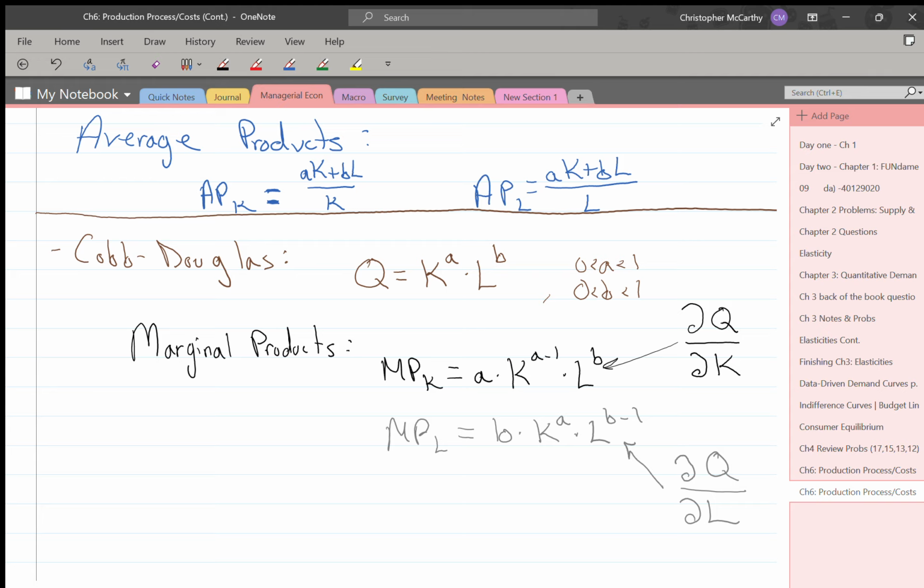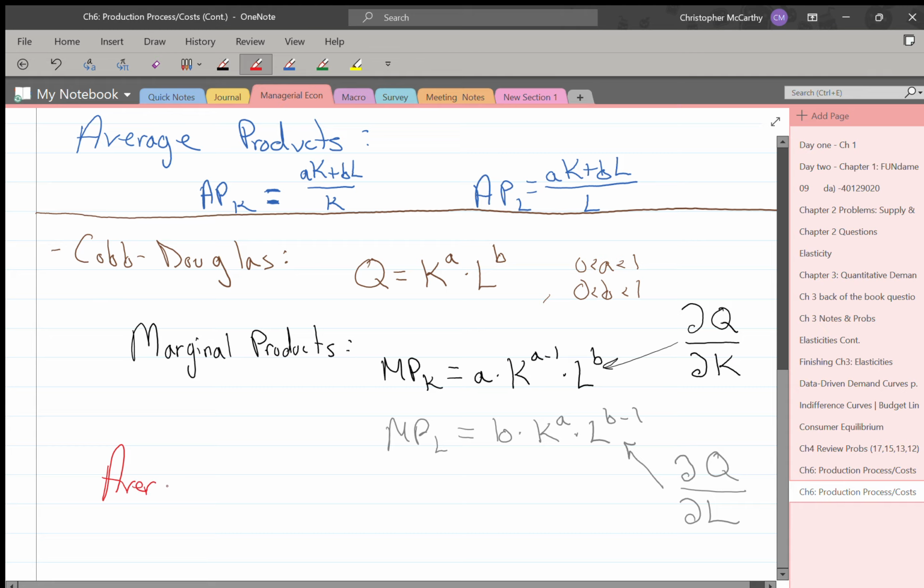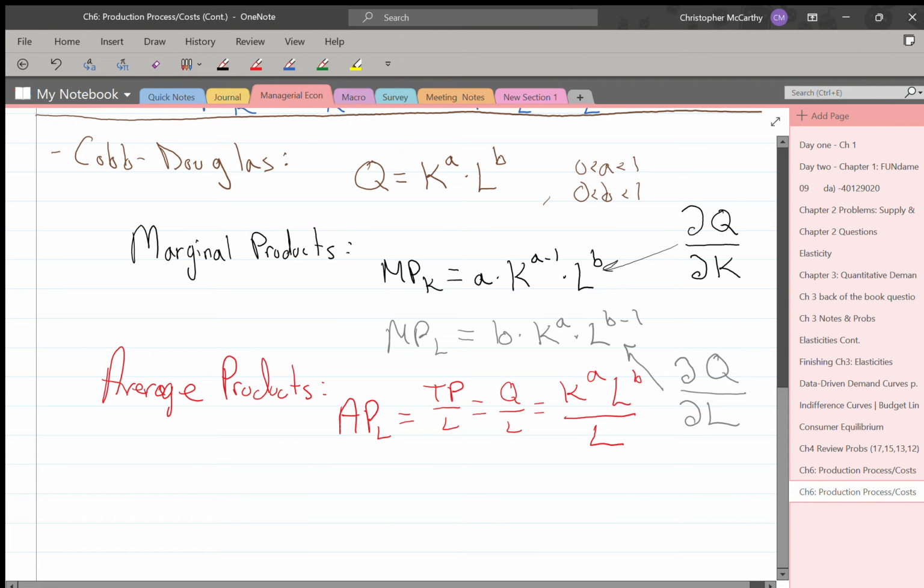Our average products are constructed in the same way that we constructed the average products of the linear function. So the average product of labor is going to be equal to the total product over L, which is equal to Q over L, which is equal to K to the A, L to the B over L. And then the book doesn't take it any further than this, but this is actually not the complete solution.